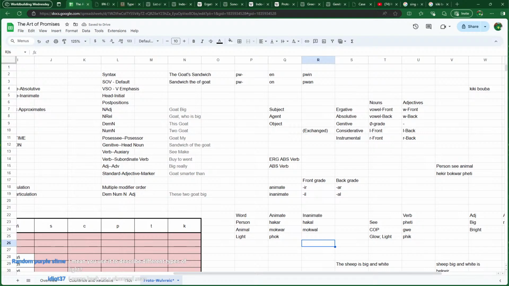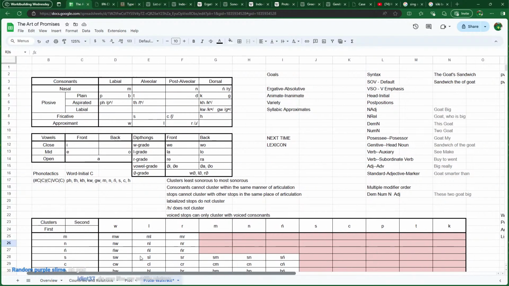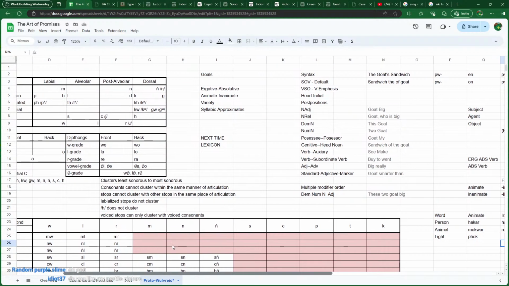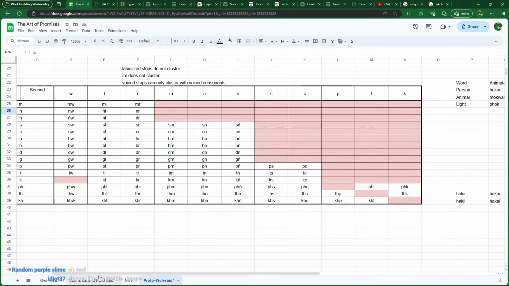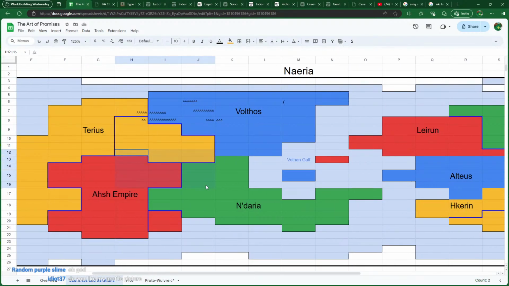Can't believe this is just a draft though. Okay, now I've made an entire language to make the actual language.